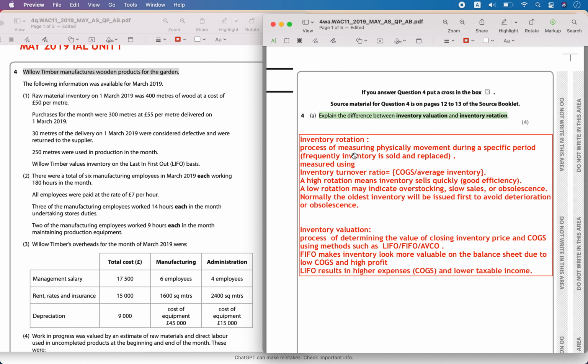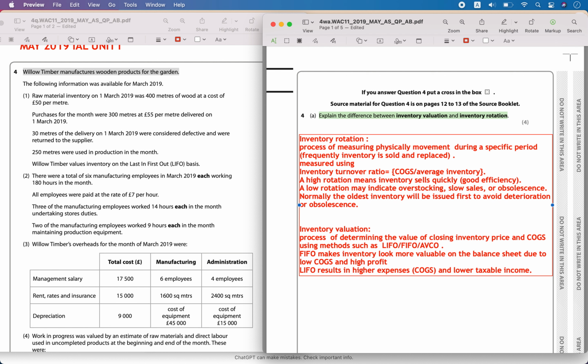Now, inventory rotation is a process of measuring physical movement of inventory during a specific period, meaning how frequently you are able to sell the inventory and replace the inventory in a business. It is measured using the inventory turnover ratio, given by COGS divided by average inventory.